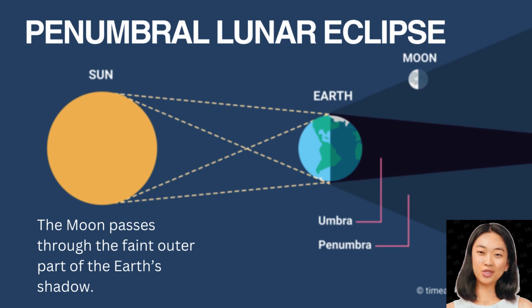Lastly, we have penumbral lunar eclipses, where the moon drifts through the Earth's penumbral shadow, resulting in a subtle dimming of its brilliance. Unlike total or partial eclipses, penumbral eclipses are more discreet, often requiring a keen eye to discern the subtle changes in the moon's luminosity. Despite their understated nature, penumbral lunar eclipses offer astronomers and enthusiasts alike the opportunity to observe and study the interplay of celestial bodies, deepening our understanding of the cosmos.